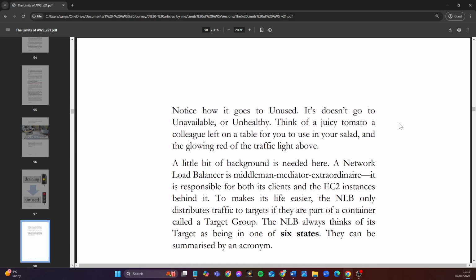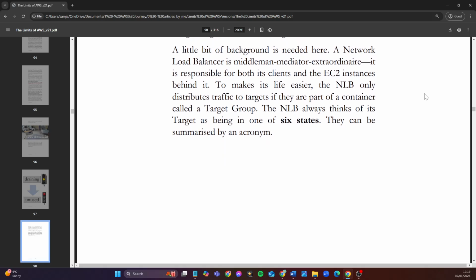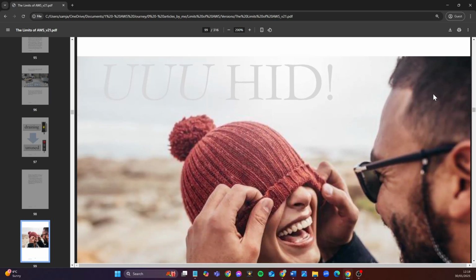The unused state. A little bit of background is needed here. A network load balancer is middleman mediator extraordinaire. It's responsible for both its clients and the EC2 instances behind it. To make its life easier, the NLB only distributes traffic to targets if they are part of a container called a target group. The network load balancer always thinks of its targets as being in one of 6 states. They can be summarized by an acronym. UUU-HID.